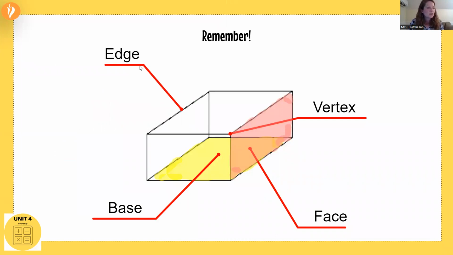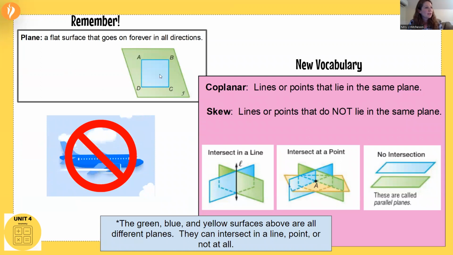Just some vocabulary terms you've learned in the past. These are the edges of a three-dimensional figure. The corners are called the vertex. We have the face, which goes around the figure, and then the base is the top and bottom. All right, here's some vocabulary terms that you have known from your past. So go ahead and read those. When we talk about slicing an item with a plane, we're not talking about one of these planes. We're talking about a flat surface that could go on and on forever in all directions.